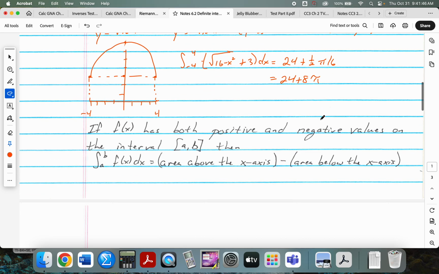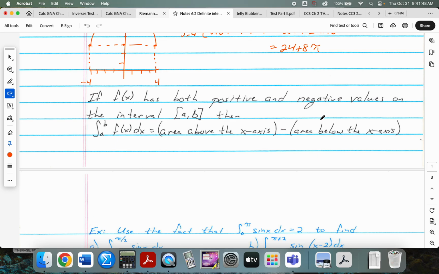All right, now, what if f of x is not all non-negative? If f of x has both positive and negative values on the interval from a to b, then the integral from a to b of f of x dx is equal to the area above the x-axis minus the area below the x-axis.